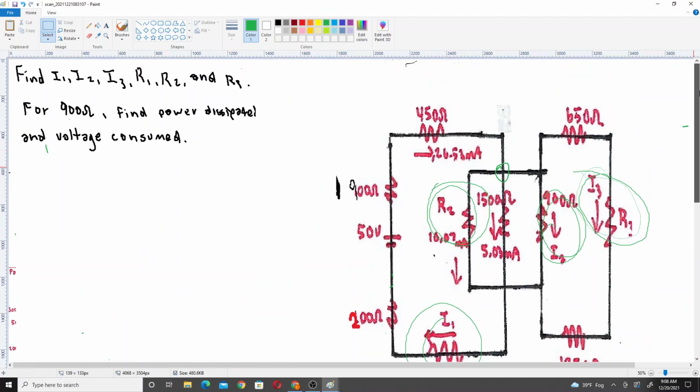I have a problem for you today. It says find I1, I2, I3, R1, R2, and R3. Those are the currents and resistances. And find the power dissipated and the voltage consumed.